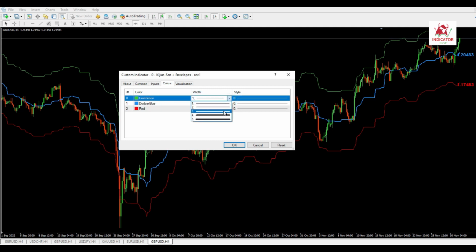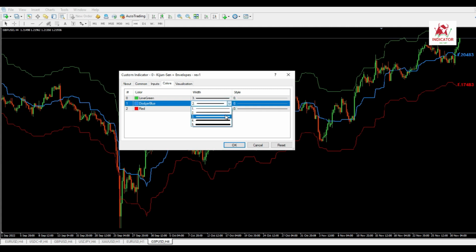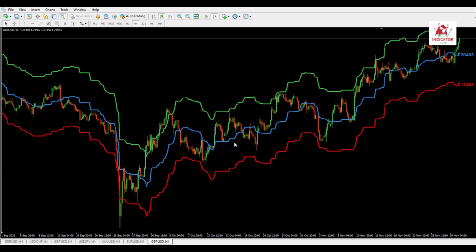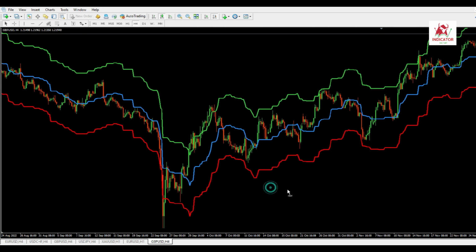The Kijun Sen is the midpoint price of the last 26 periods, and therefore an indicator of short to medium-term price momentum. The indicator aids in assessing the trend, and can also be useful for identifying trading opportunities when combined with the other components of the Ichimoku cloud.